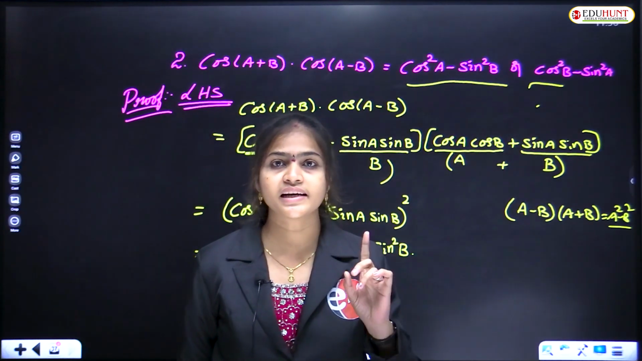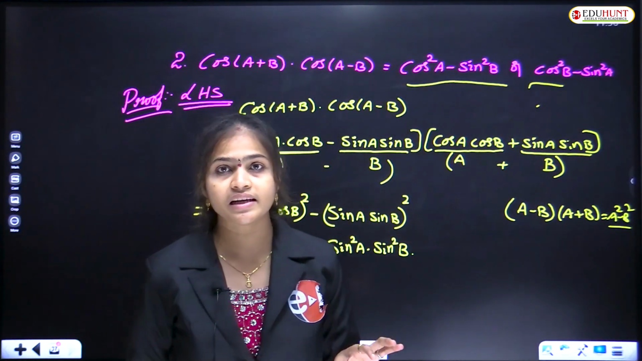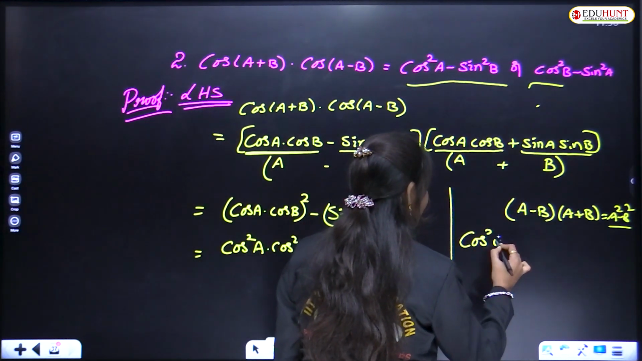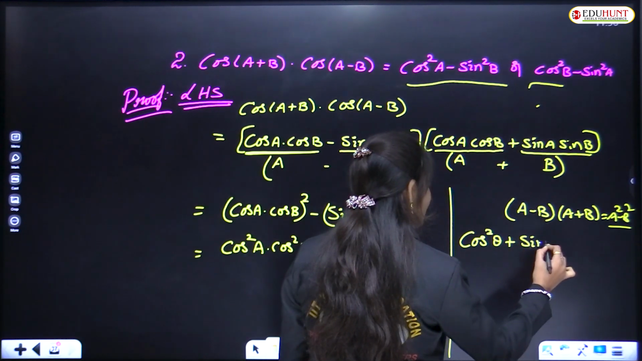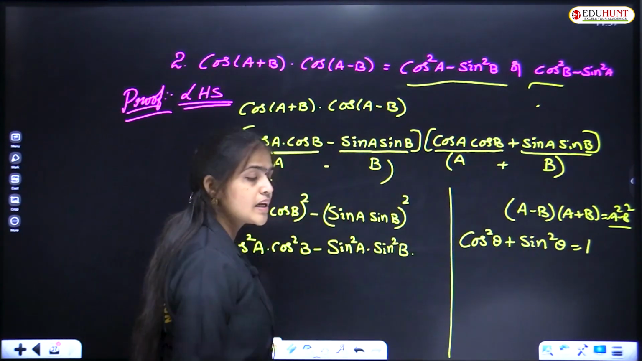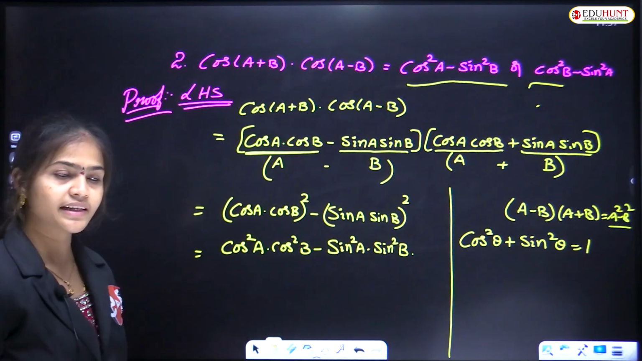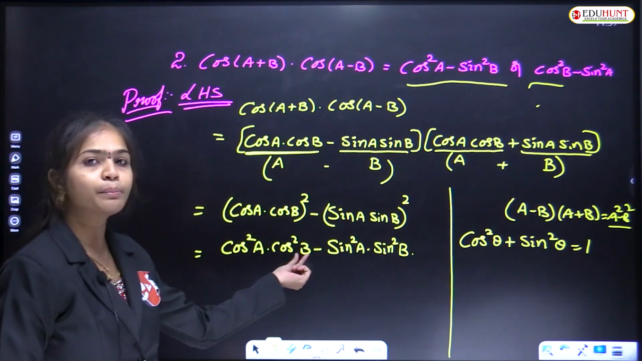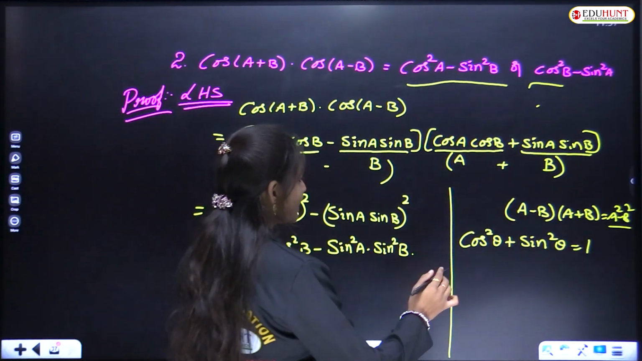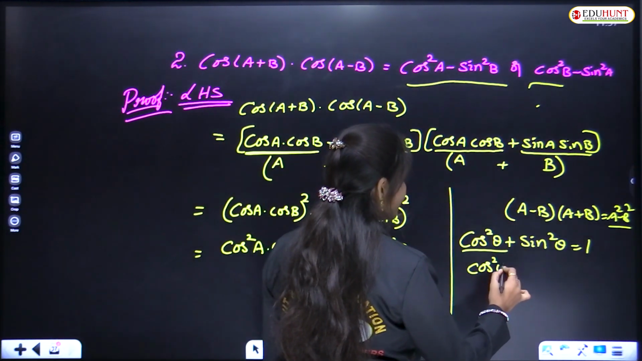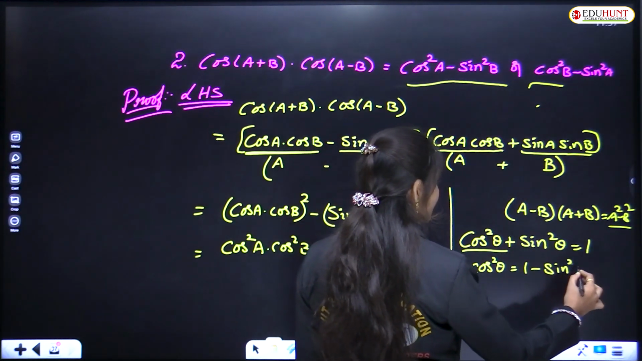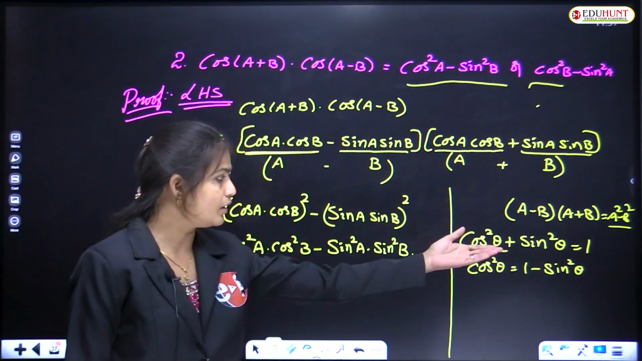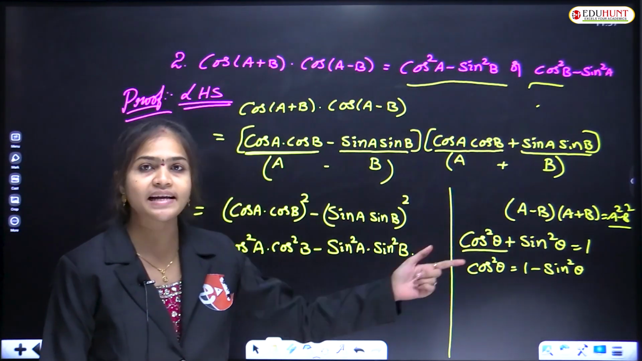Okay, so what is the first identity? Cos square theta plus sin square theta is equal to 1. Am I clear? That is the first identity, no? Out of three, this is the first identity. So I want to change that cos square B here. So cos square theta is equal to 1 minus sin square theta, as I am just transposing sin square theta from LHS to RHS. So here we have 1 minus sin square theta.